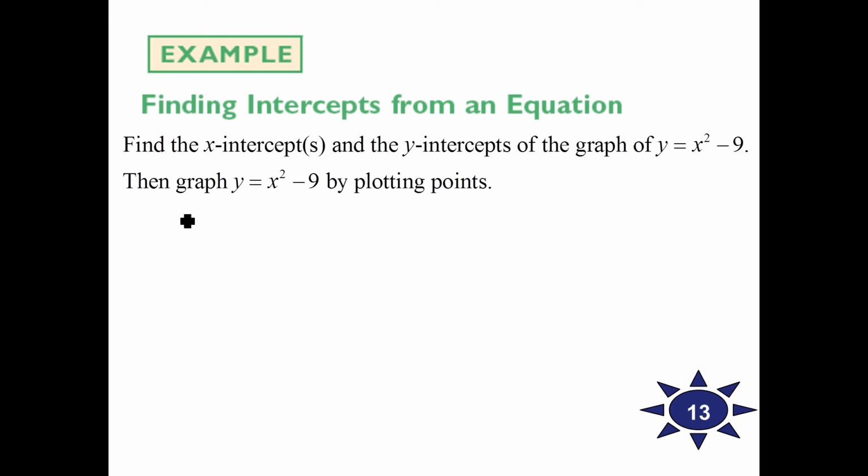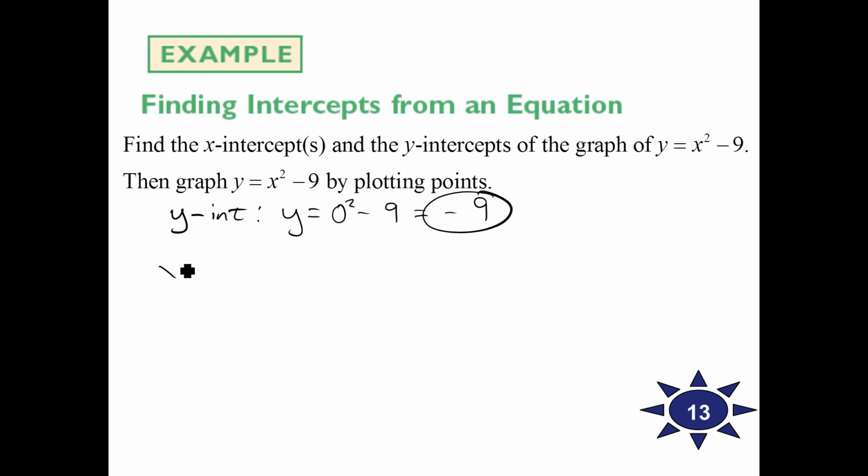First, let's find the y-intercept, because that's actually the easiest thing to do. Because the y-intercept, we just make x 0. So y equals 0 squared minus 9. 0 squared minus 9 is -9. All right, we got ourselves a y-intercept.